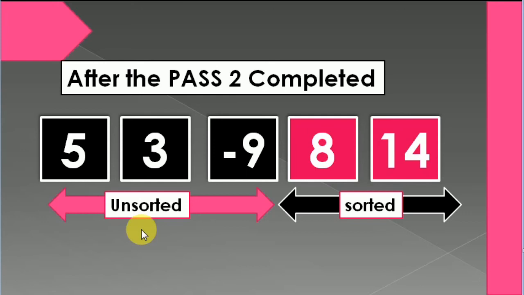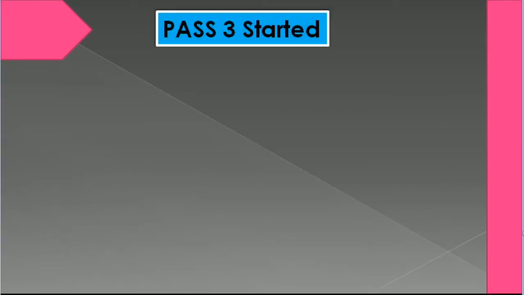That means next time, when pass 2 is finished and pass 3 starts, only these three numbers are going to be checked. These numbers are now fixed and sorted. That means in pass 3, these values are not going to be checked. Now pass 3 started.